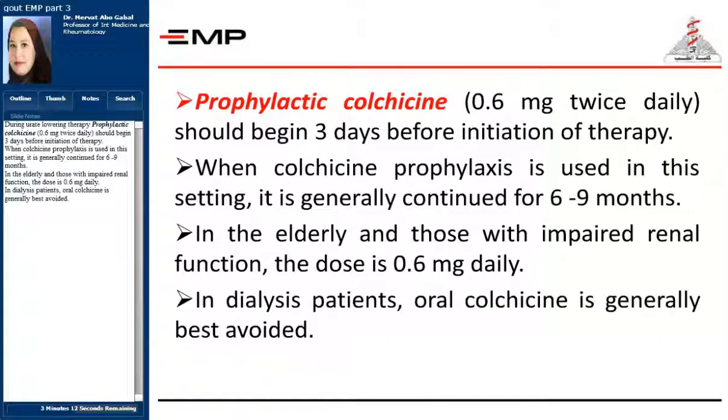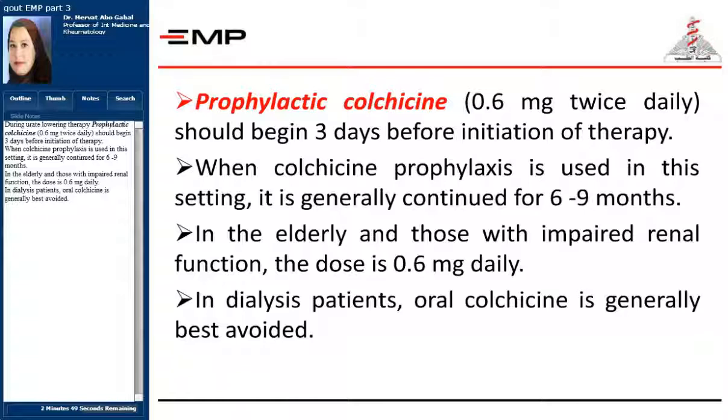During urate-lowering therapy, prophylactic colchicine in a dose of 0.6 mg twice daily should begin 3 days before the initiation of therapy and continue for at least 8 weeks. In general, when colchicine prophylaxis is used in this setting, it is continued for 6 to 9 months.